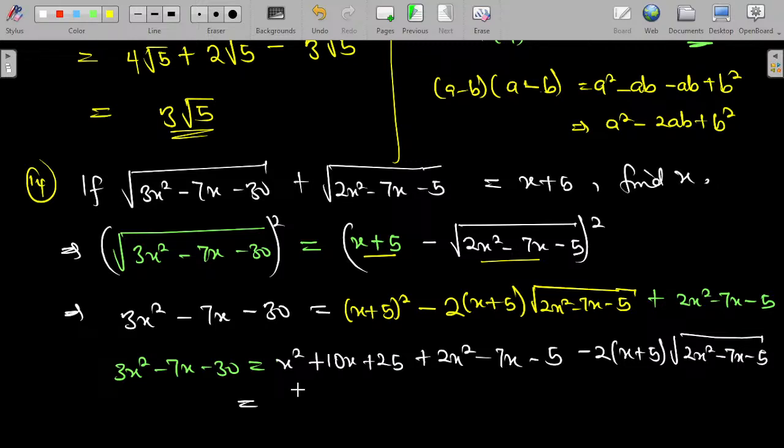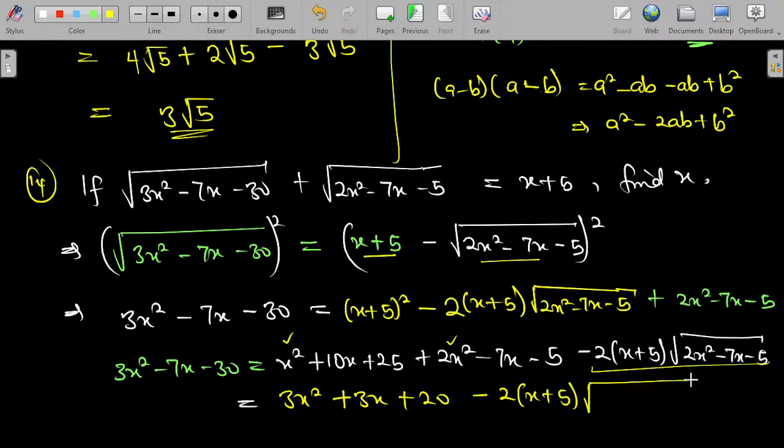So here now, collect like terms. x squared will add this, and that will be 3x squared. Now 10x minus 7x will give me 3x, and 25 minus 5 will give me plus 20. If you notice, I didn't do anything here because this is actually attached to this with multiplication. So I'll just bring it down. It will keep being there until I'm able to divide. Okay, so this is going to give me the square root of 2x squared minus 7x minus 5.